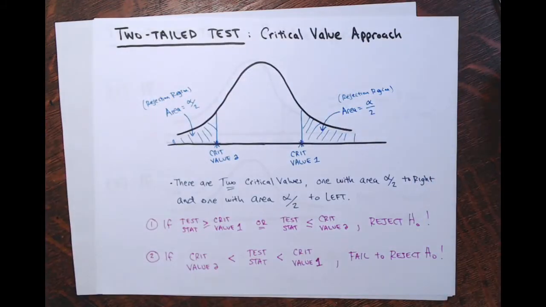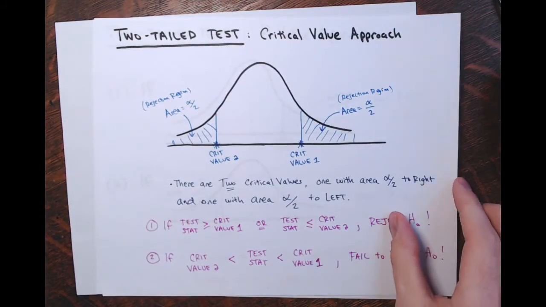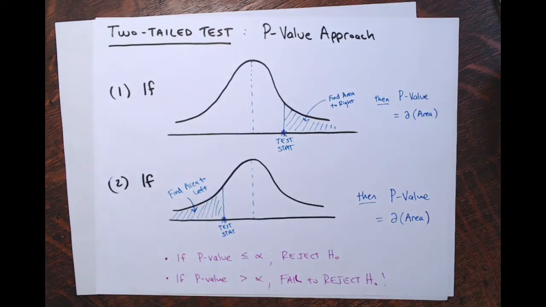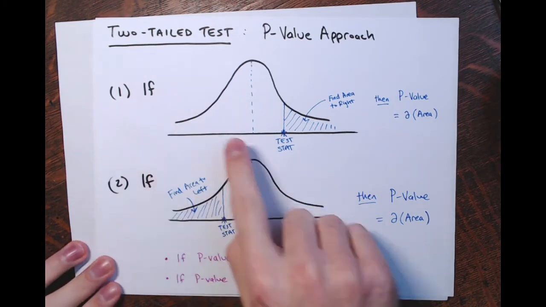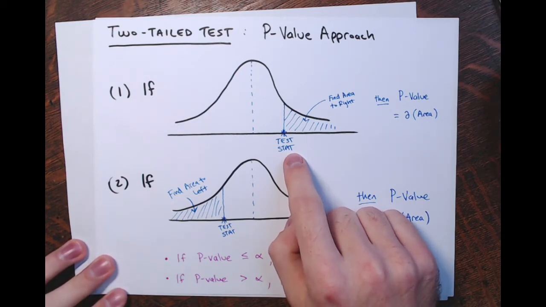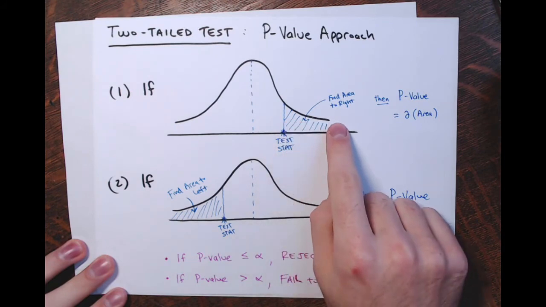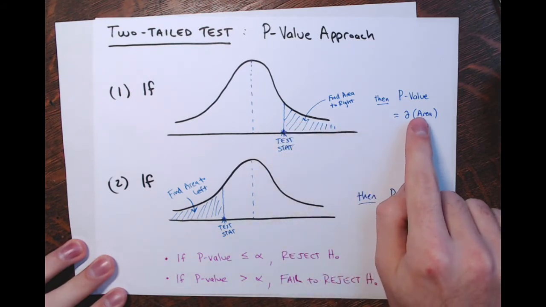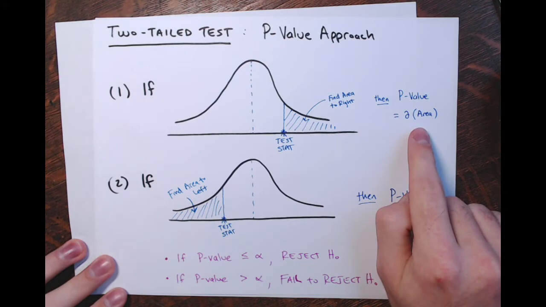Then I guess the trickiest one is the two-tailed test. This is the critical value approach, but we're doing the p-value approach. For a two-tailed test, it all depends on where the test statistic lies. If the test statistic is above the center, above the mean, you're going to find the area to the right of the test statistic and then double it. The p-value will be double that area to the right.